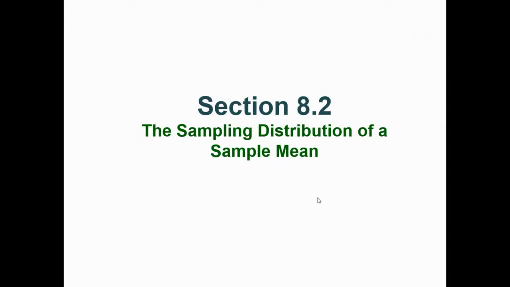Okay, section 8.2. We're going to look at the sampling distribution of a sample mean. So in chapter 8, there's going to be two that we're interested in. We're going to do a sample mean, and then tomorrow we'll look at a sample proportion. So let's get through the mean first.